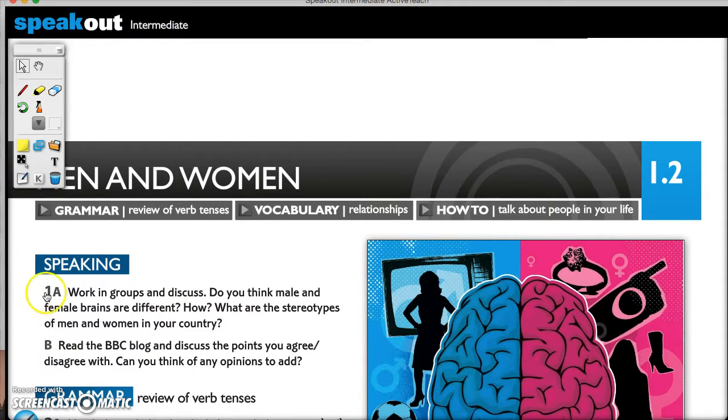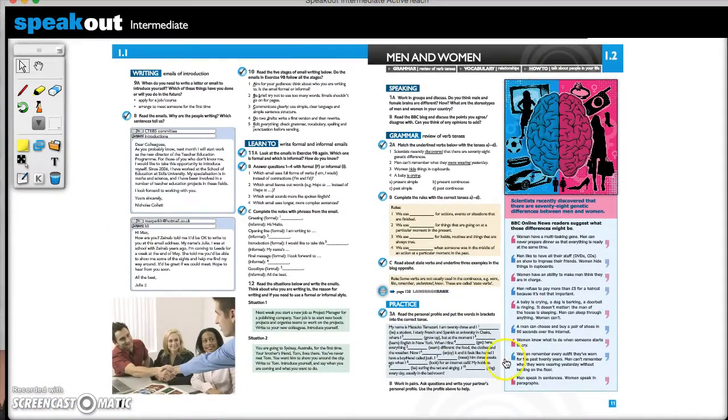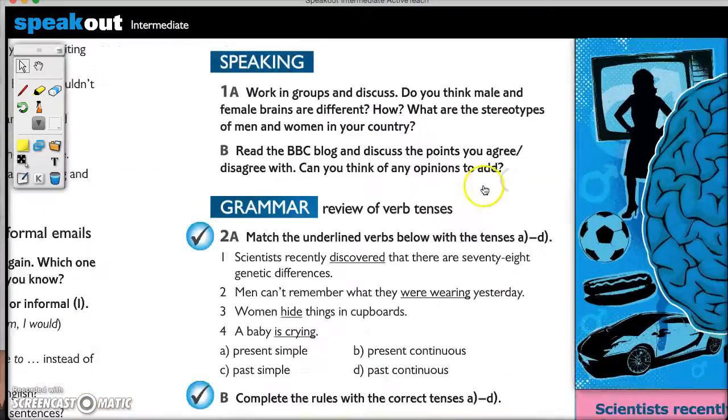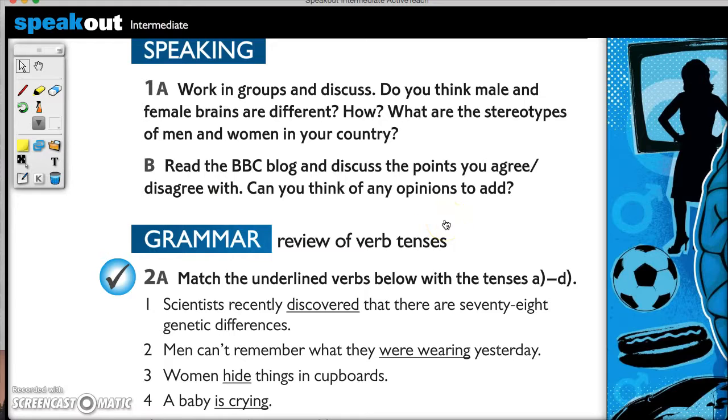The first activity is a speaking activity that we'll try to do in class when you come, but there is a second part. It says read the BBC blog. So the BBC blog is here, okay? And this is something that you have to do at home. Read it so that you have an idea of what to discuss when we get back in class and we gather together. Then there is the grammar.